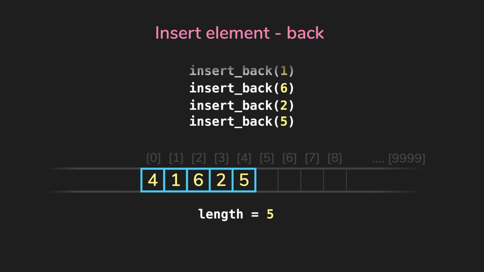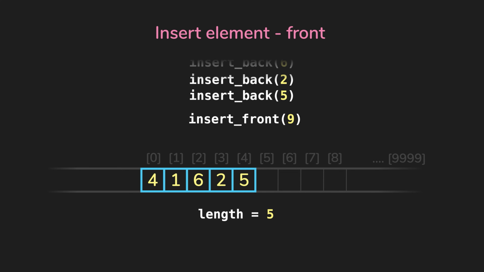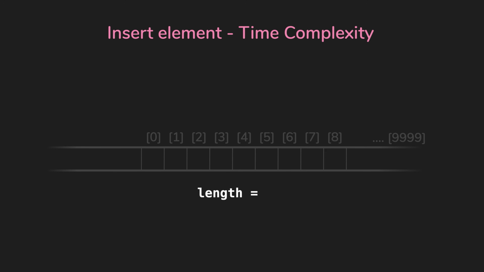Okay, what about inserting in front? We can do that, but we'll just have to move all the other elements one at a time. 5 goes here, 2 goes here, 6 goes here, 1 goes here, and 4 goes here. And then finally, we add our new element 9 in front. That's a lot more work than insert back. This is a good opportunity to talk about time complexity.